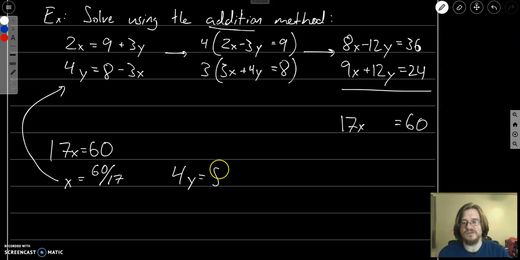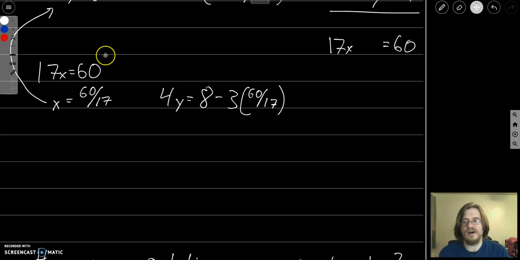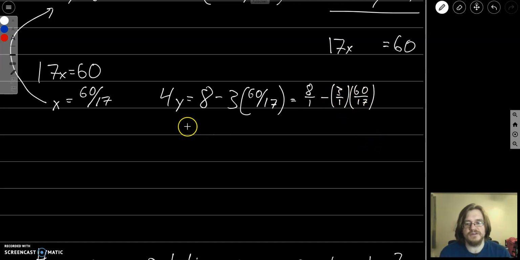So I have 4y is equal to 8 minus 3 times x, and x we know is 60/17. So let's rewrite this. I have 8, which I'm going to write as a fraction since we'll have some fractions. So this is 8 over 1 minus 3, which I'm going to write as 3 over 1, just to make things nice. And then I'm multiplying this by 60/17. First, I will multiply these two fractions. So I'm subtracting 3 times 60 is 180, and 1 times 17 is just 17. In order to subtract or add fractions, they have to be over the same common denominator. So I'll multiply the top and the bottom of this fraction by 17.